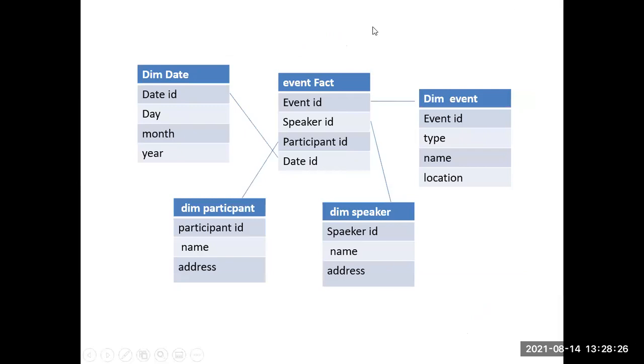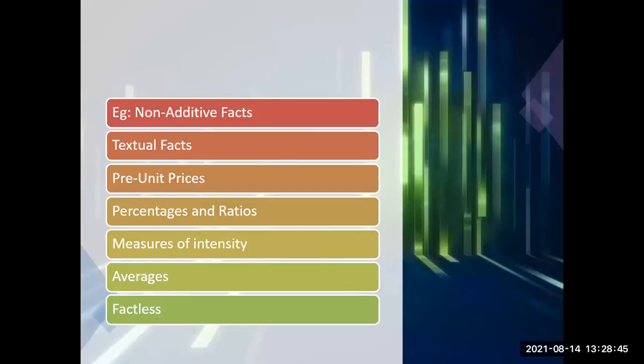Then there is one more thing: the fact table along with the dimension table. Here the facts are event ID and speaker ID. Speaker ID is not going to get added here. What I'm talking now will not go on adding; I may talk, I may not talk here. So that also goes under non-additive.